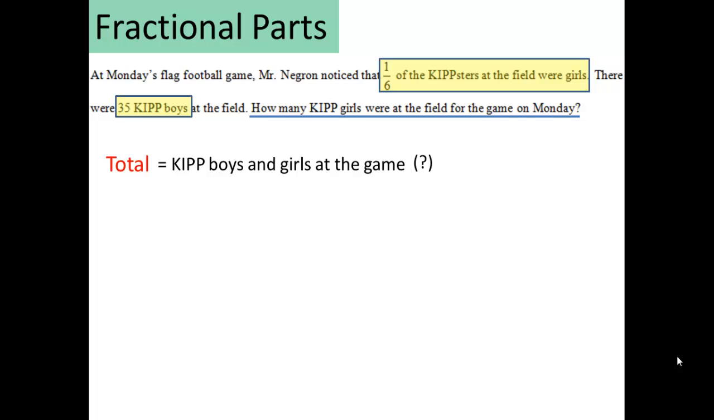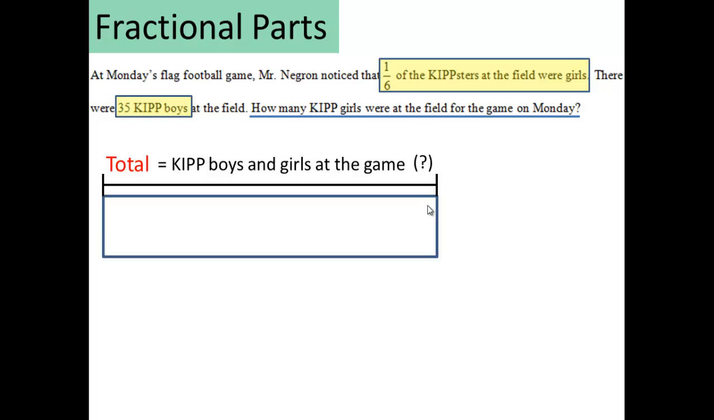Well, first we need to realize that's a super important thing that just popped up on the screen. A question mark. We don't actually know how many boys and girls were at the game. We do know some part of it, but we don't know the total, and that's okay, and you need to be comfortable with that. So once you identify the total, make your bar. There it is. Now, think to yourself, how many pieces are we going to cut this bar up into?